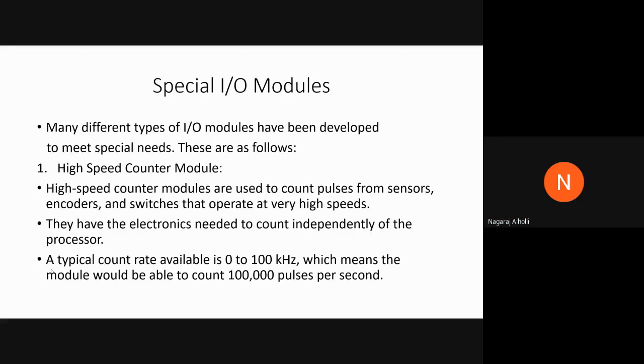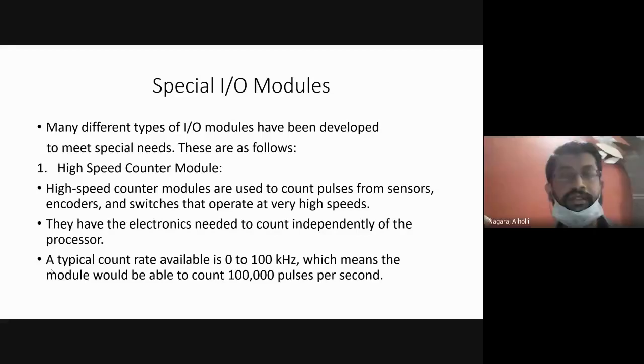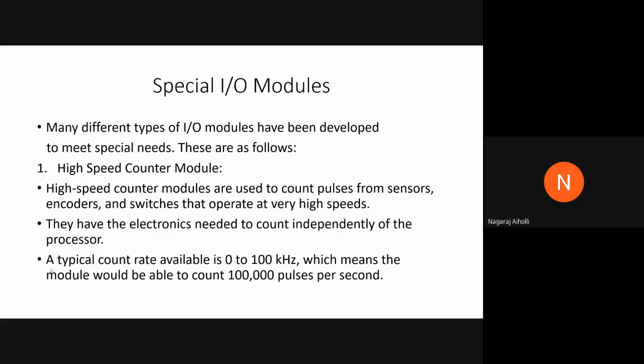And in applications where there are sensors and switches operating at high speeds, and you want to count the rate at which the switching is taking place, how many switches are operating, or how many switching operations, on and off operations, have taken place, if you want to measure such parameters, then you will be using this high speed counter module.